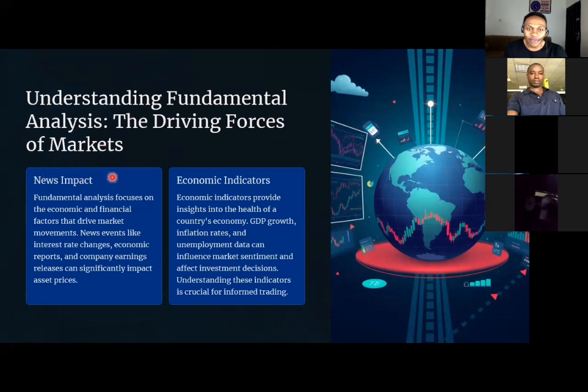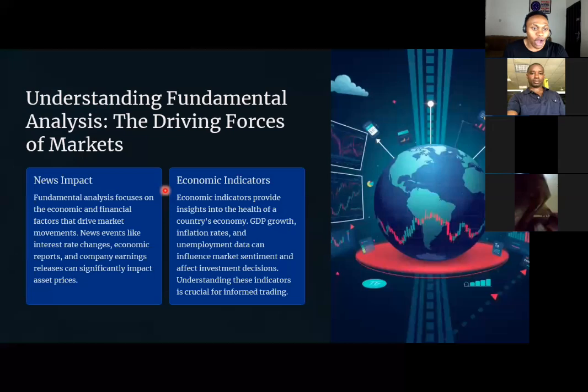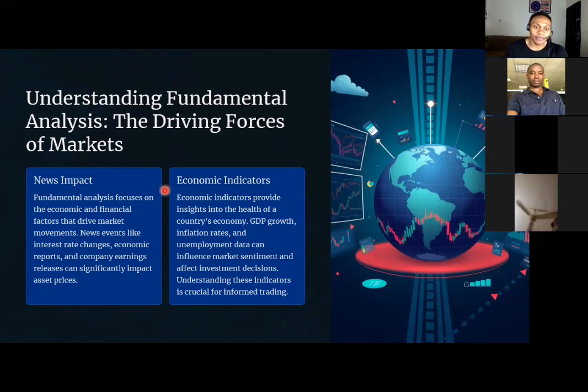News impact is very, very important. Take technical analysis as the body or structure of the market, and take fundamental analysis as the blood that makes this body operate very well. Fundamental analysis focuses on the economic and financial factors that drive market movements. News events like interest rate changes, economic reports, and company earnings releases can significantly impact asset prices.